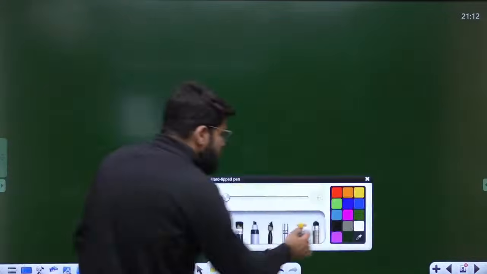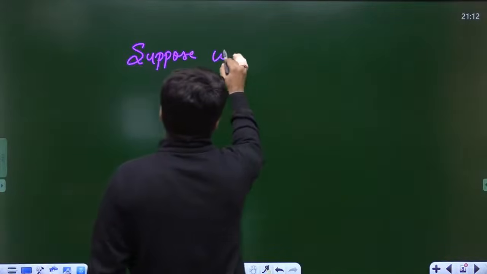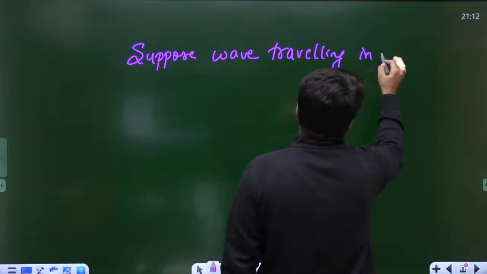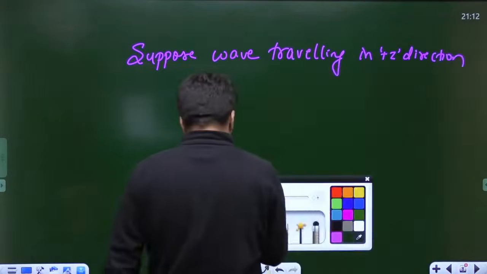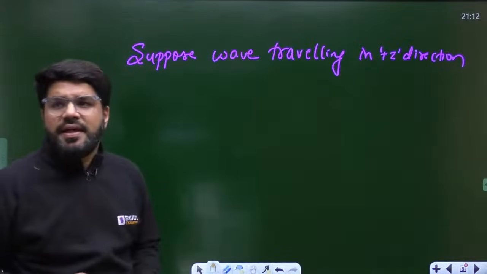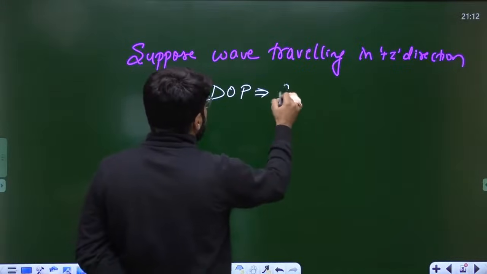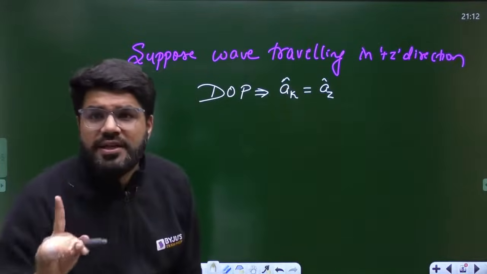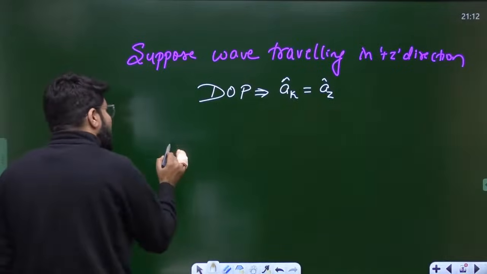Normally, students represent the electric field equation. Suppose, an important point, a quick review: a wave traveling in the plus z direction. If there is a wave traveling in the plus z direction, how do you write down its electric field? We first call the direction of propagation, DOP, represented as a_k, and that is a_z here. Please note down, DOP is known as the direction of propagation. How do I write down its electric field?